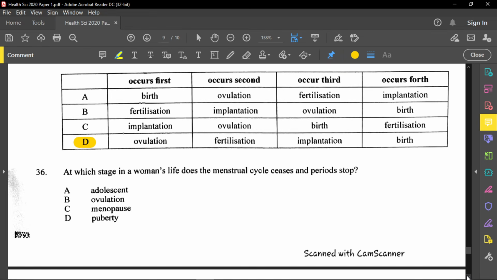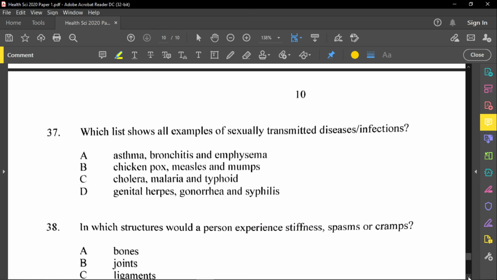Let's jump to question 36. At which stage in a woman's life does the menstrual cycle cease and periods stop? This is when all her eggs are finished, and she reaches a point called menopause. Okay, menopause.